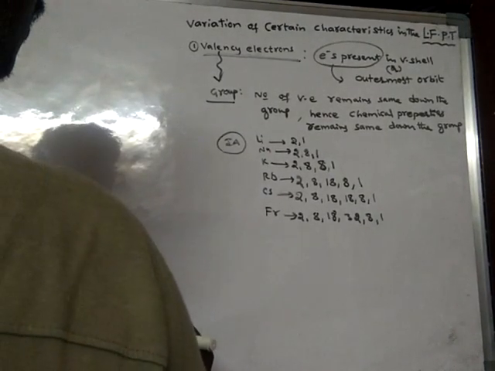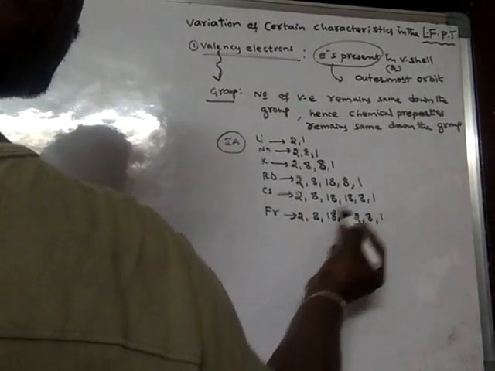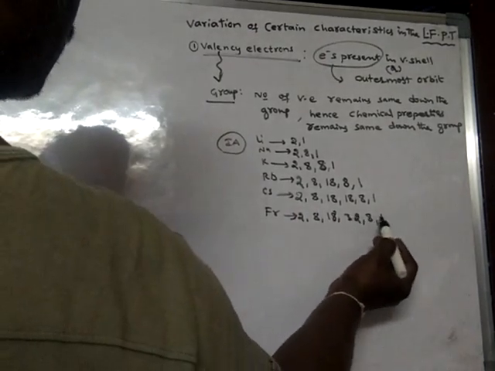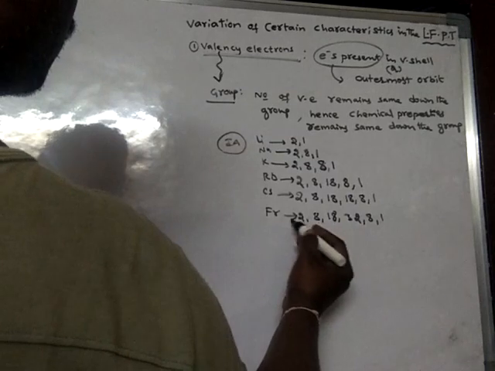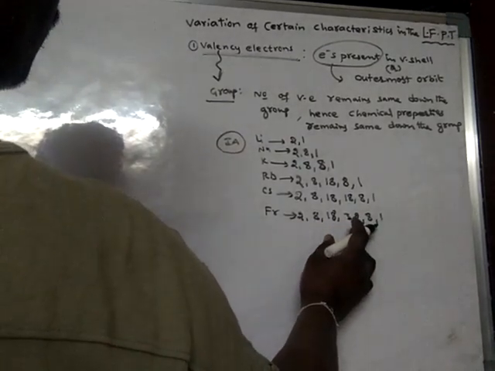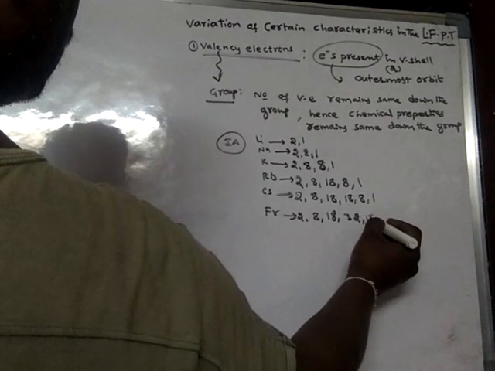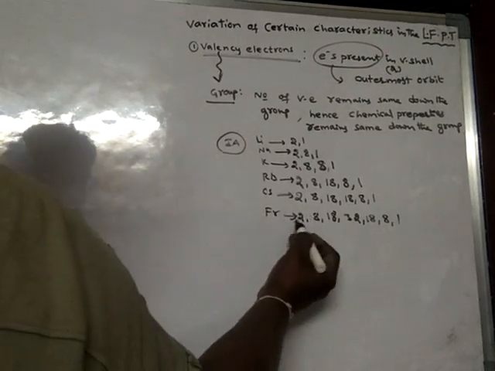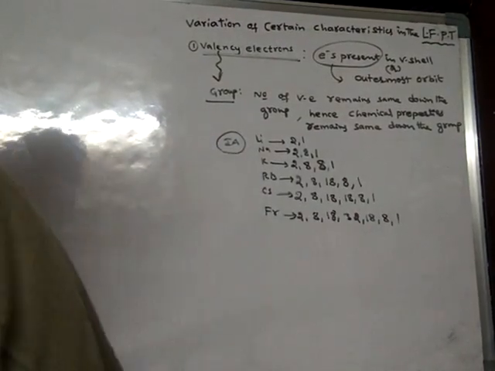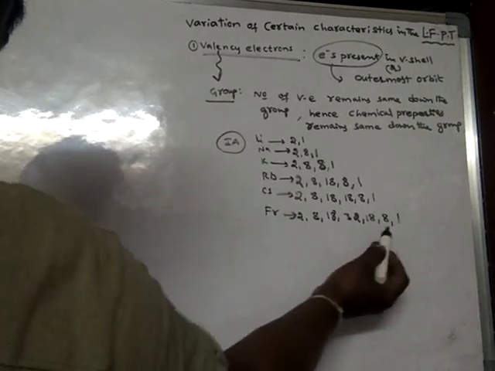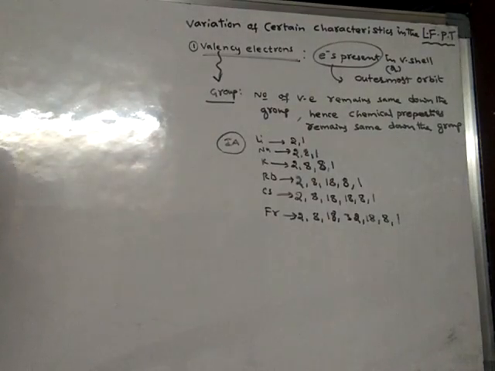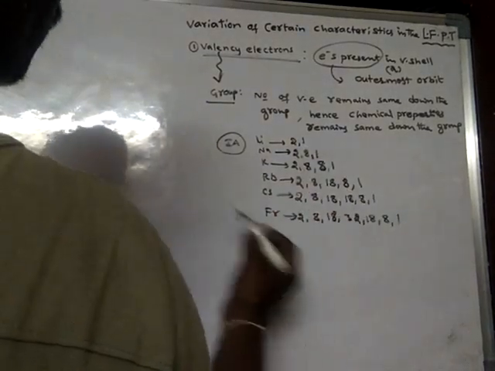So here, in all these elements, the last orbit, the outermost orbit, has only 1 electron each. So they have valence electrons 1.